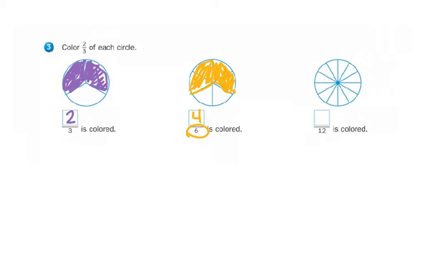The last one, I'm going to again do the same thing. I'm going to shade in the same amount. This time the circle was divided into 12 equal parts, and I shaded in 8/12. These fractions are all equal to one another.